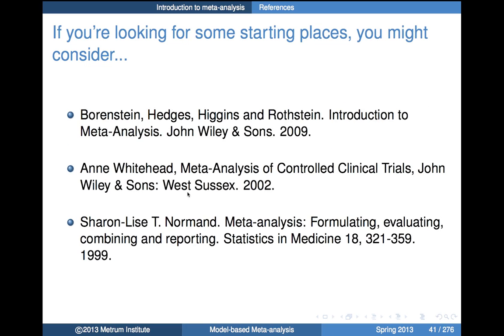If you're looking for references, I think for traditional meta-analyses, there's really two books that, in my opinion, stand out. One is published in 2009 by Bornstein, Hedges, Higgins, and Rothstein. There's also an excellent book by Ann Whitehead that was published now over 10 years ago called Meta-Analysis of Controlled Clinical Trials. Both of these are excellent books and would provide a great complement to this course.